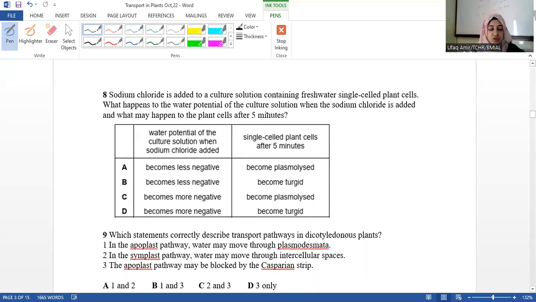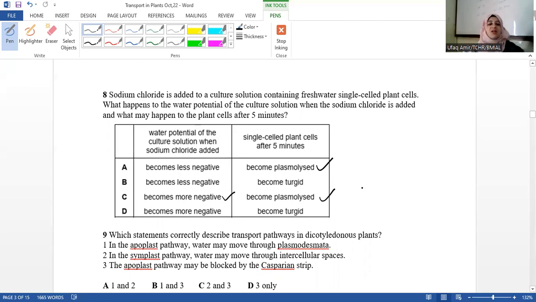Water potential of the culture solution will, of course, decrease. It means that it will become more negative, because you have added sodium chloride to it. So water potential will decrease and it will become more negative. And what will happen to the plant cell after 5 minutes? After 5 minutes, the plant cell is going to be plasmolyzed because it is going to lose water outside, because outside is highly concentrated. So the plant cell after 5 minutes will be plasmolyzed and the water potential of the culture solution will be more negative.